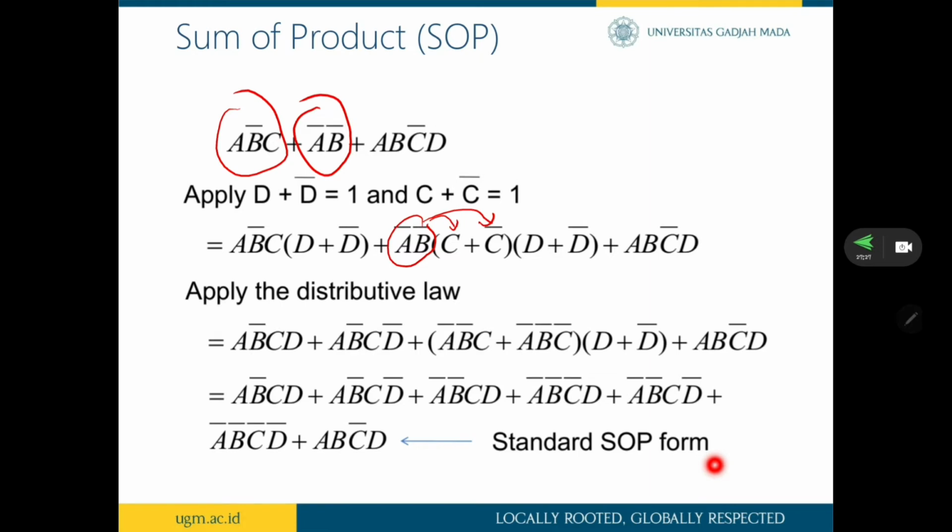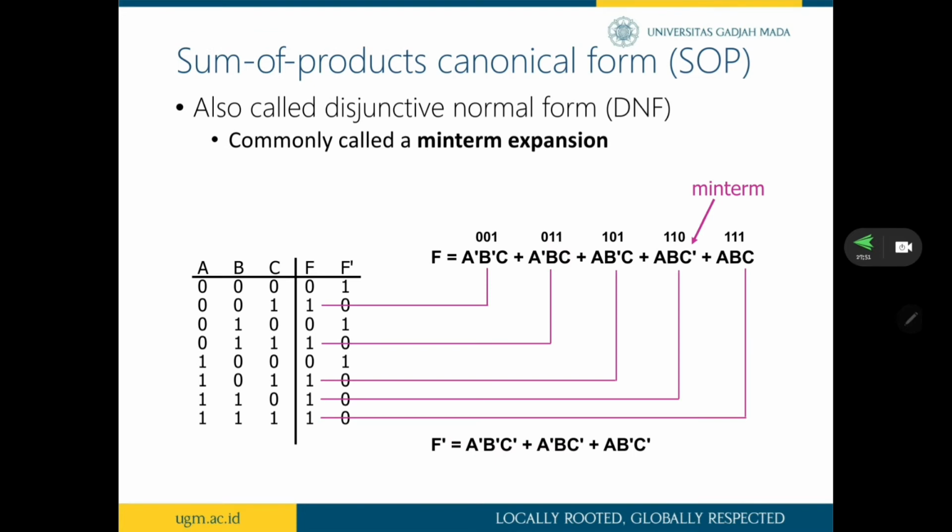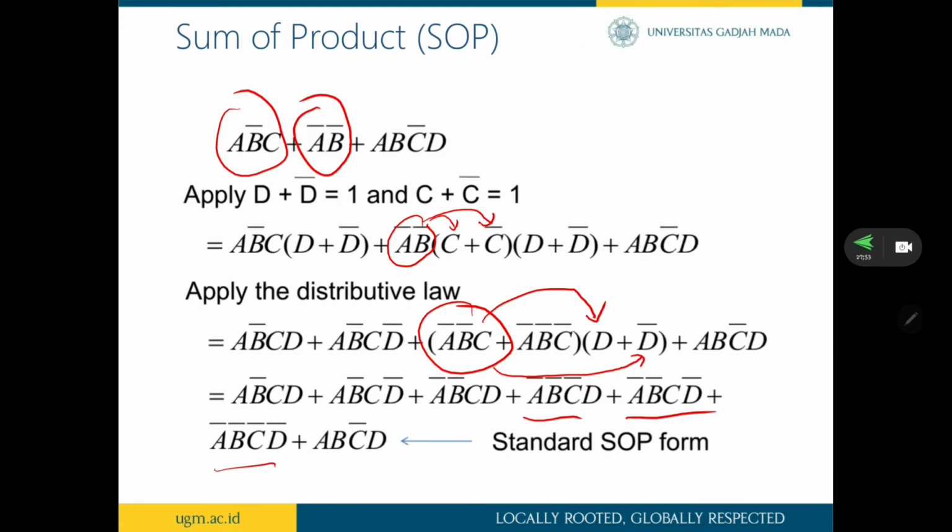And then we can get A' dot B' dot C dot D and A' dot B' dot C' dot D', as in here. So this is the standard sum of product form.